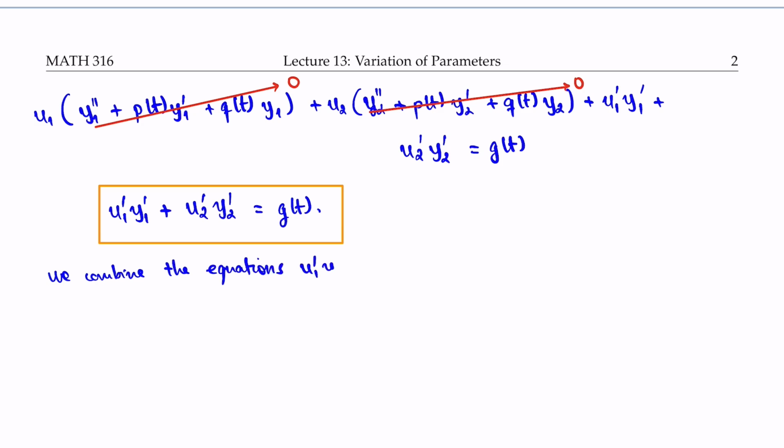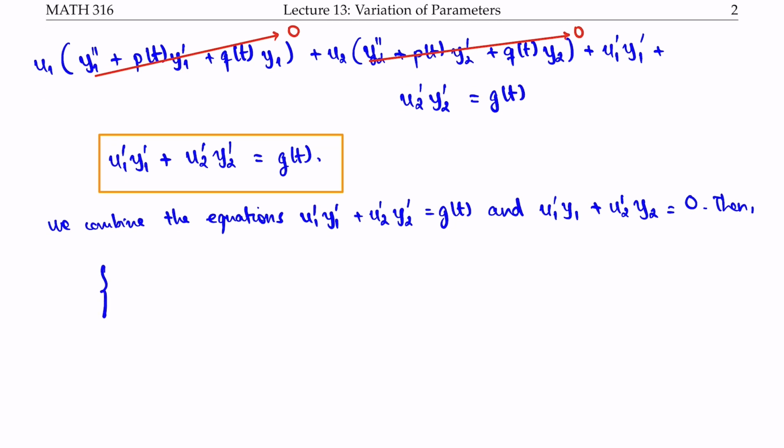u1 prime times y1 prime plus u2 prime times y2 prime equal to g of t, and u1 prime times y1 plus u2 prime times y2 equal to 0. Then you get the following system of equations. So the system is, again, u1 prime times y1 plus u2 prime times y2 equal to 0, and u1 prime times y1 prime plus u2 prime times y2 prime equal to g of t.